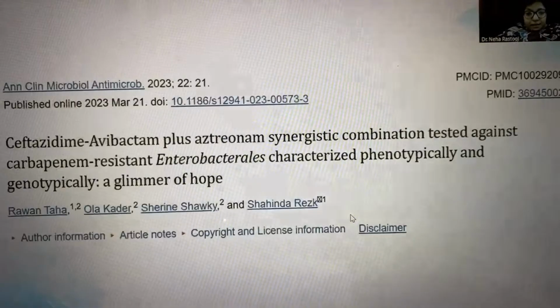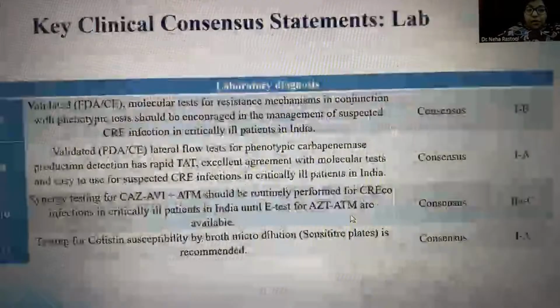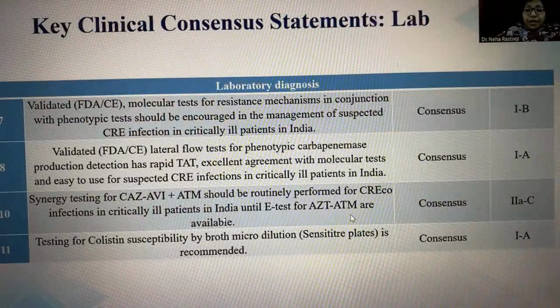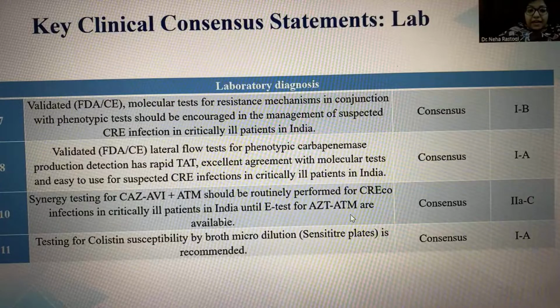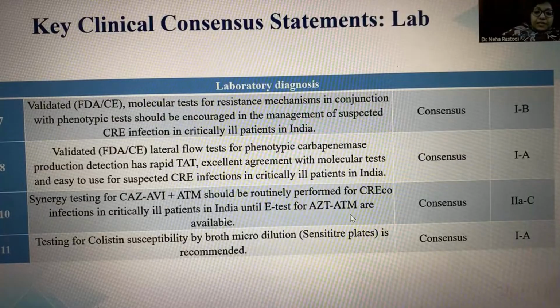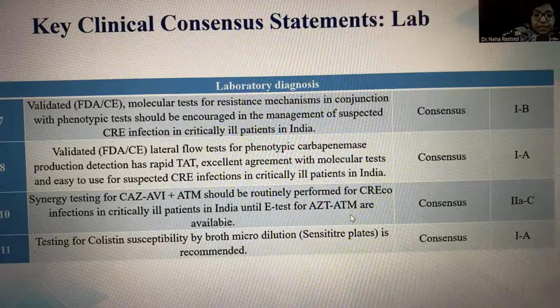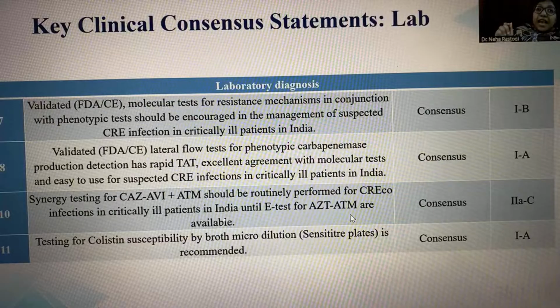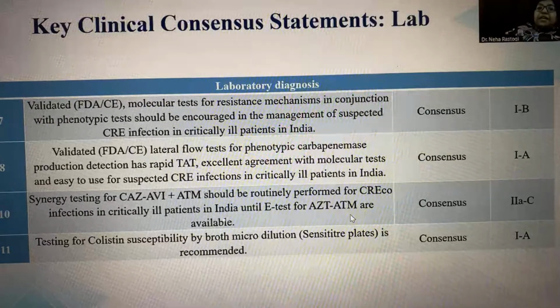Like this is the thing. Now, this also has been incorporated in your ICMR guidelines, which are the country-built guidelines, that validated molecular testing of the resistance mechanisms in conjunction with phenotypic testing should be done, specifically when you have a CRE and a critically ill patient, which was a 1B recommendation. Validated lateral flow tests and Carba NP and phenol-based tests are more commonly used for rapid TAT and excellent agreement with the molecular testing. Synergy testing should be routinely performed for all carbapenem-resistant Enterobacterales, specifically in a critically ill patient.